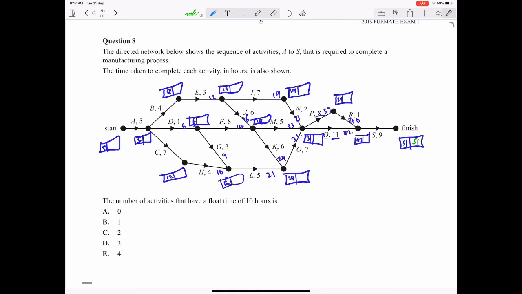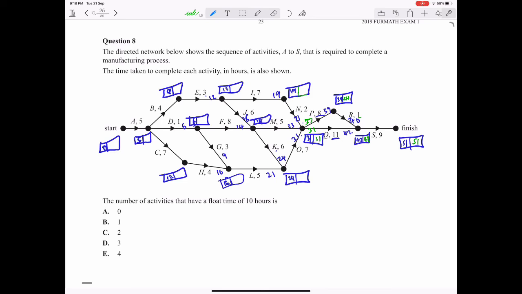So now we're backtracking, which involves picking the smallest number when you're going back. So 51 minus 9 is 42. 42 minus 1 is 41. 41 minus 8 is 37. 42 minus 11 is 31. 37 minus 2 is 35. Sorry, should be 30.